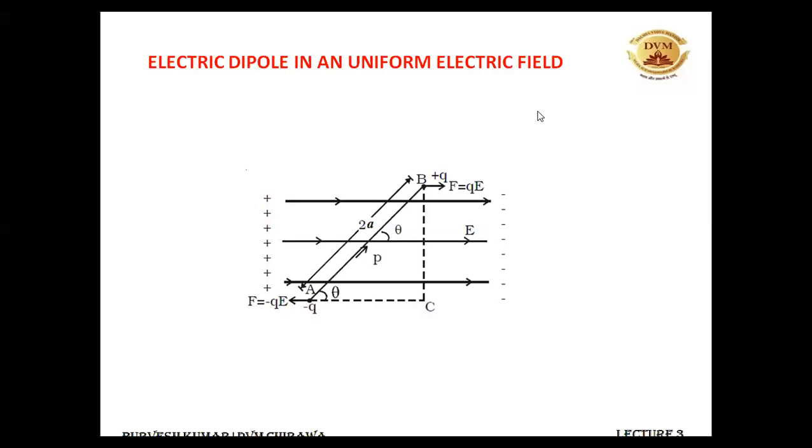See, this is a dipole AB. It is having two charges. One is minus Q, other one is plus Q. The direction of this electric dipole moment is from the minus charge towards the plus charge. That is, this is the direction of P marked by the arrow. This dipole is making an angle theta with this electric field E.